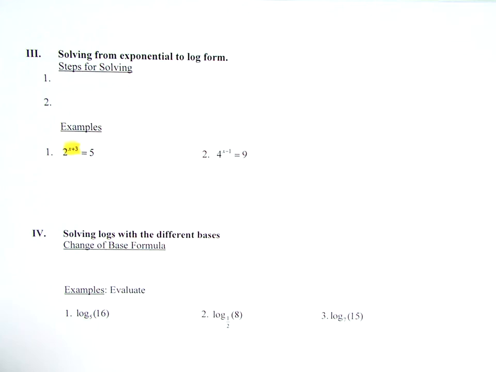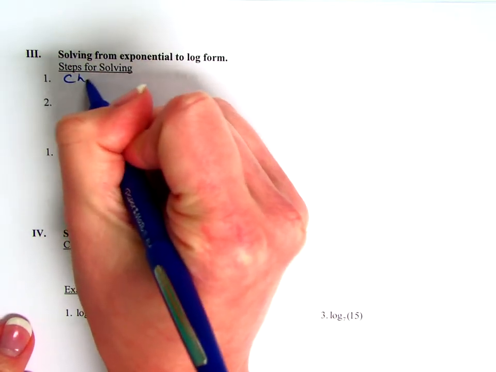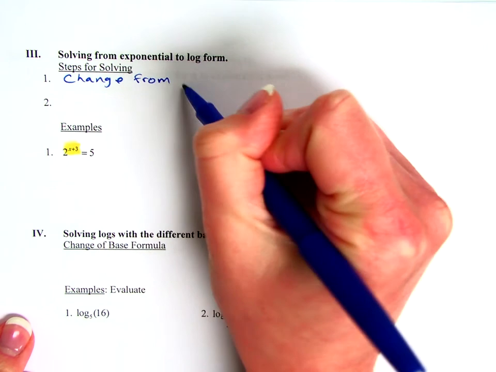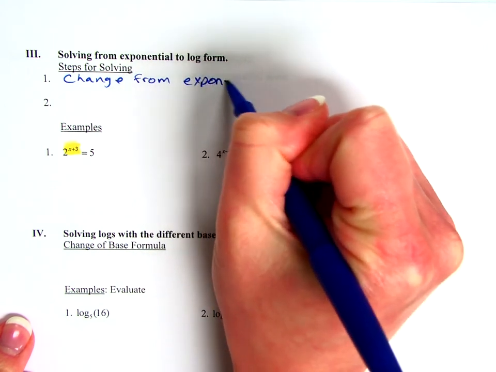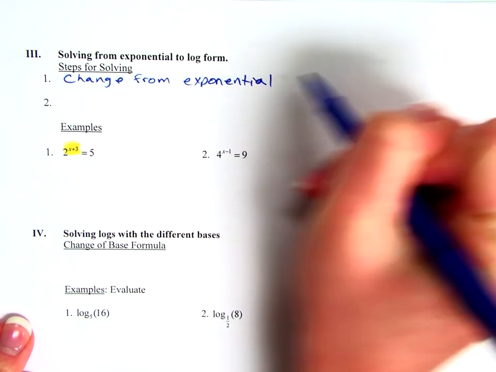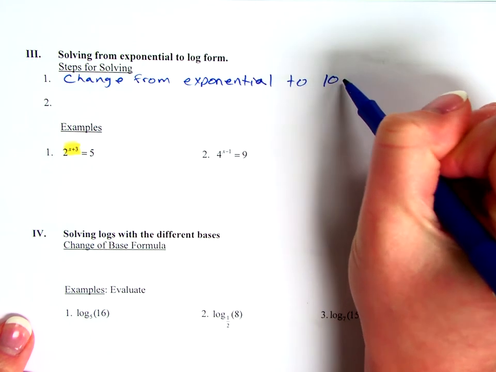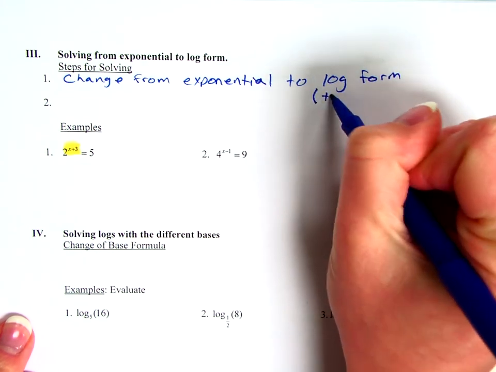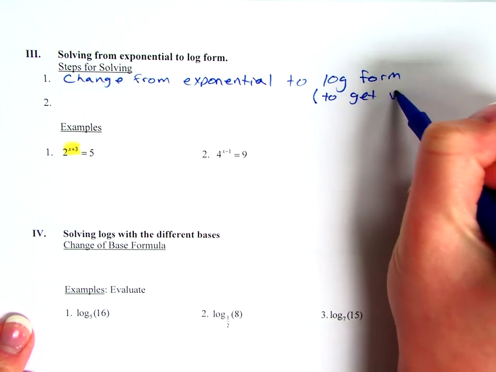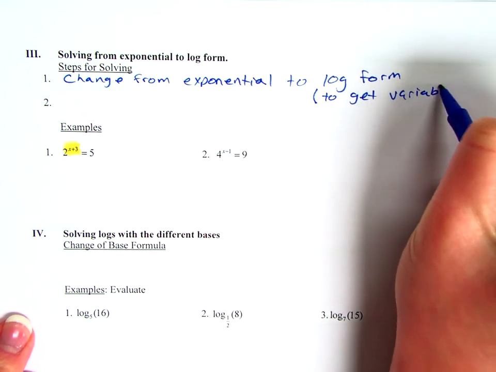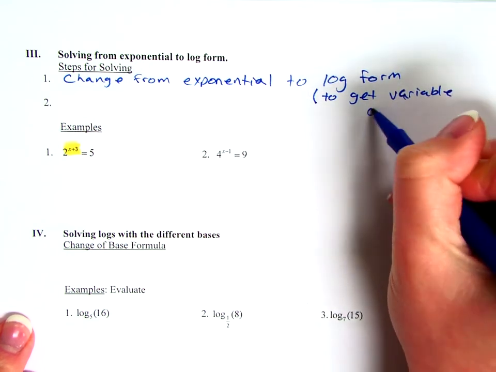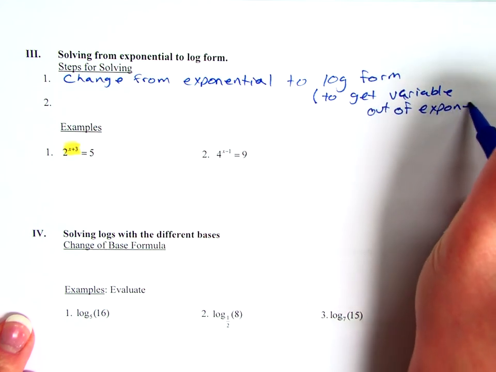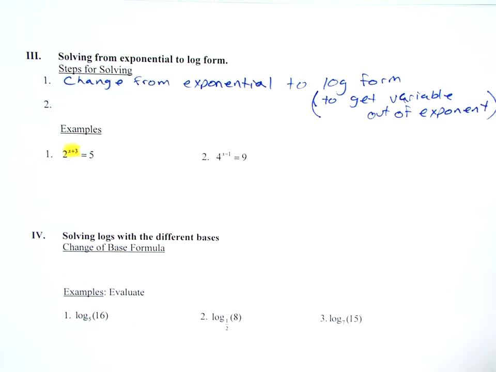So, in order to deal with this, our first step should be to change from exponential to log form. The reason behind that is to get the variable out of the exponent, and we've done that before in previous lessons.